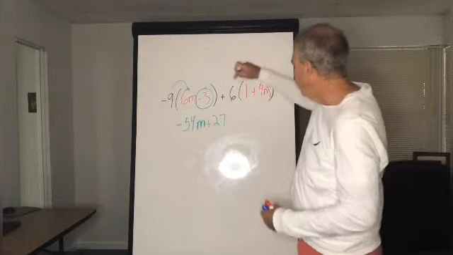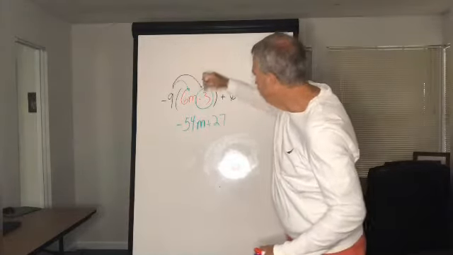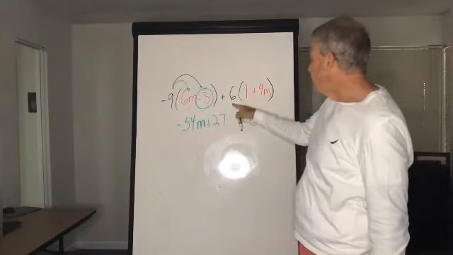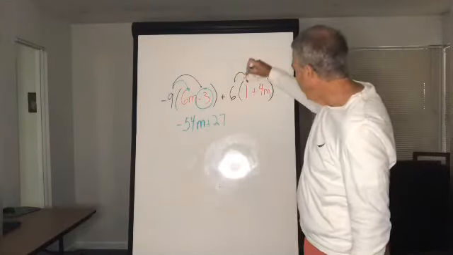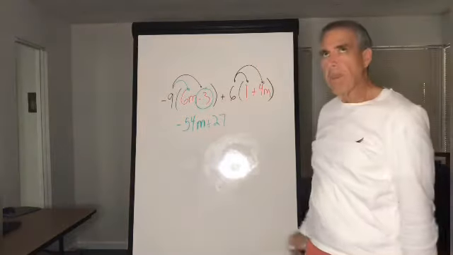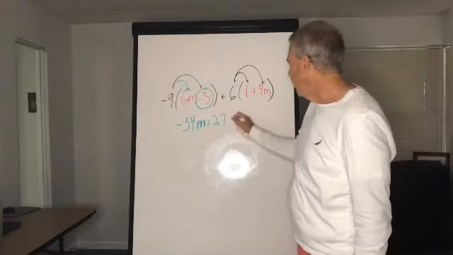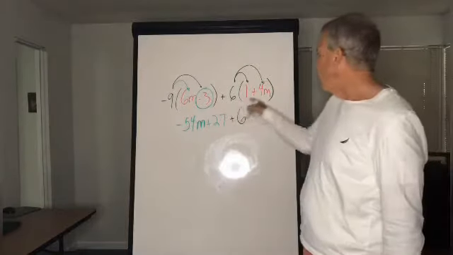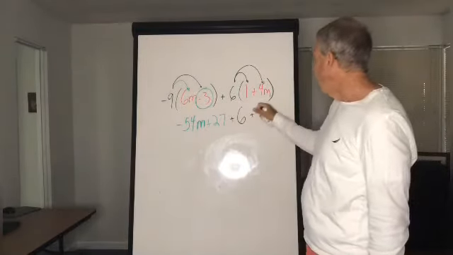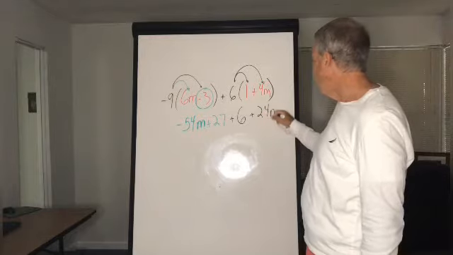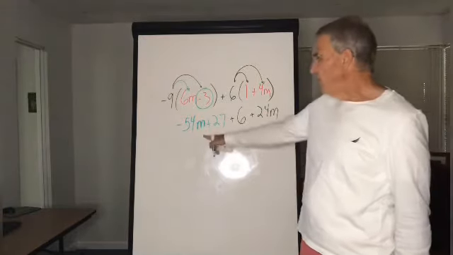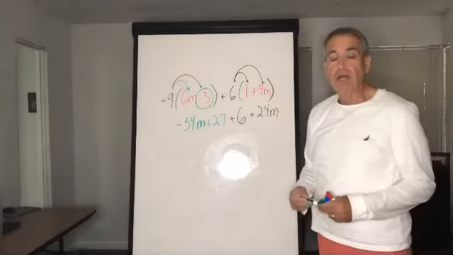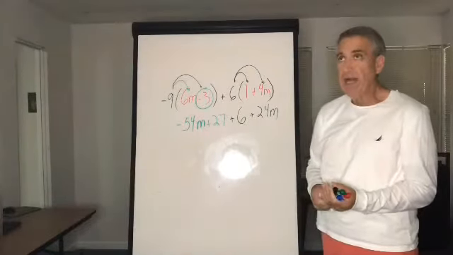Now we're going to do this dance over here. We've already done one dance, that -9 dance with those two things. Now this positive 6 is going to dance with the 1 and the positive 4. So 6 times 1, easy, 6. 6 times a positive 4, positive 24m. So that's the first dance in green. The second dance, I put it in black.